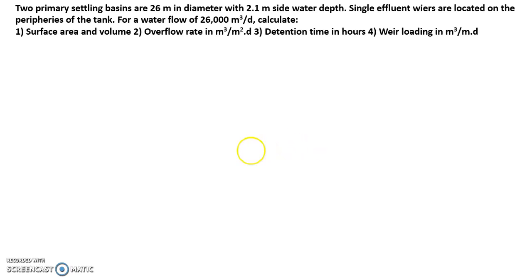See, in the second and fourth sub questions, there is a hint which is given: meter cube per meter square into day, and meter cube divided by meter per day. There is a hint given in the problem statement itself on how to calculate overflow rate and weir loading. Okay, so let us proceed with this.